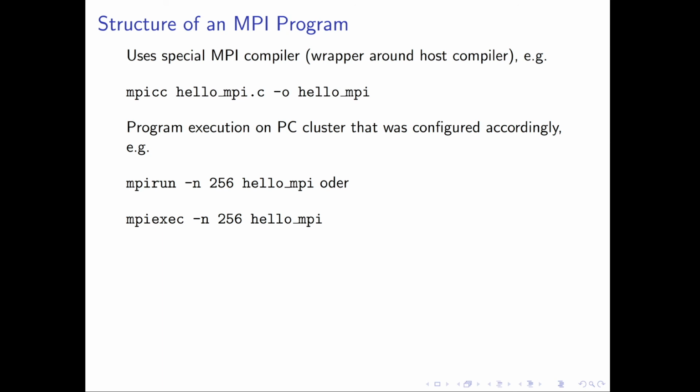And then when you execute that program, you would not just execute it, but you would run it with a special MPI program called mpirun. That mpirun program receives as arguments the name of the executable that you're running, but also the number of nodes that you're running on. In the example that I showed you before, it would make sense to run this on two nodes, because we had roles that assumed there are only two ranks. And then the MPI program would be executed on a cluster of PCs or on a high-performance computer.